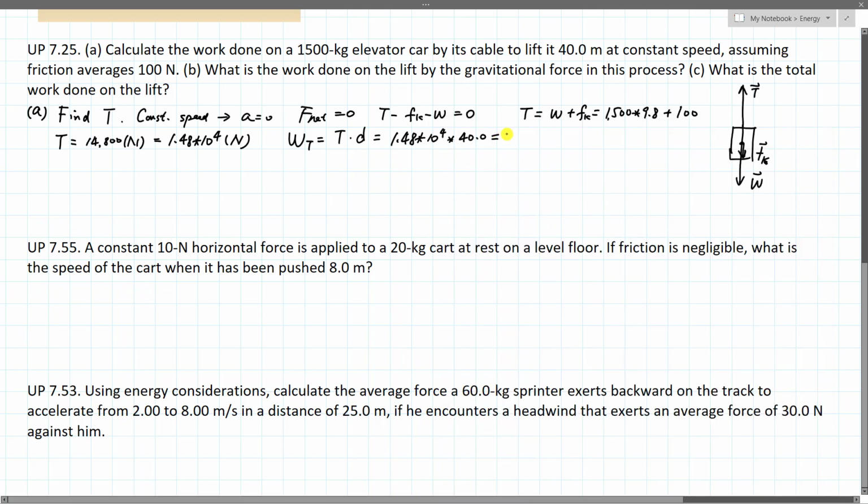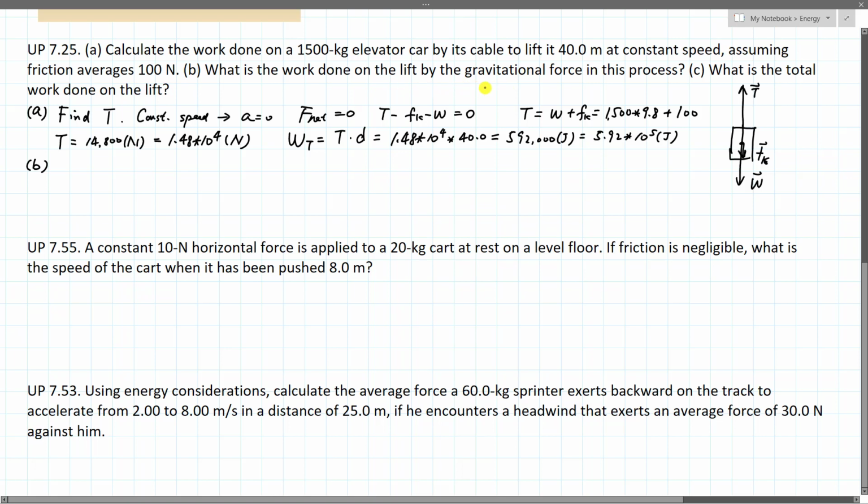So this is 592,000 joules. Or I prefer 5.92 times 10 to the 5th joules. Okay, so now we know part A. Let's move on to part B. Okay, part B, what is the work done by the gravitational force?